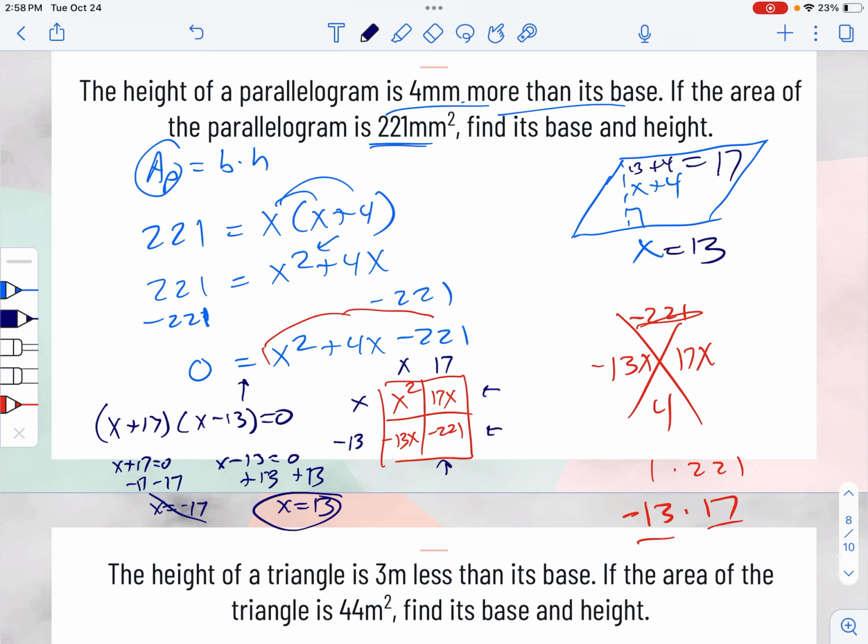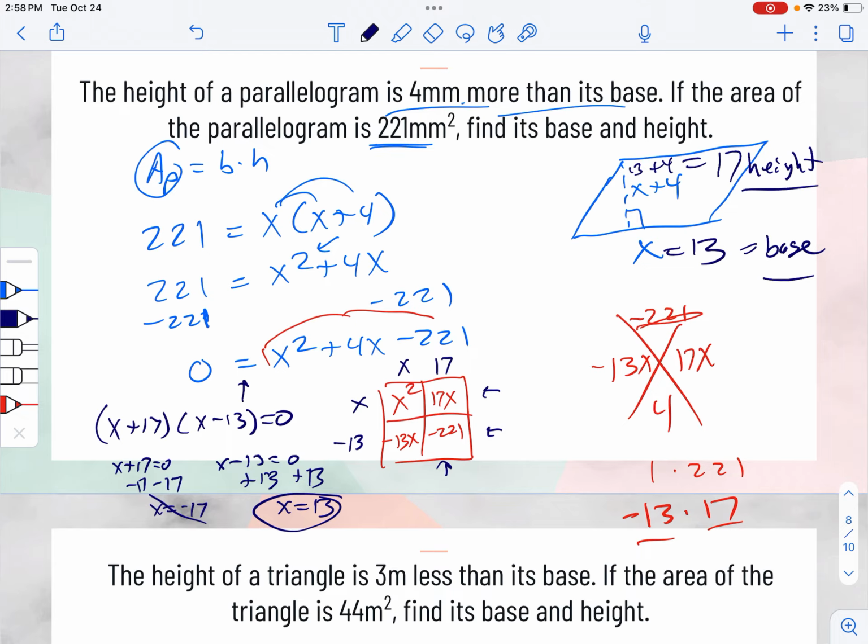So it says find the base and height. Well, the base, we just said that. That's the base. And this is the height. And there you go. We're good to go.